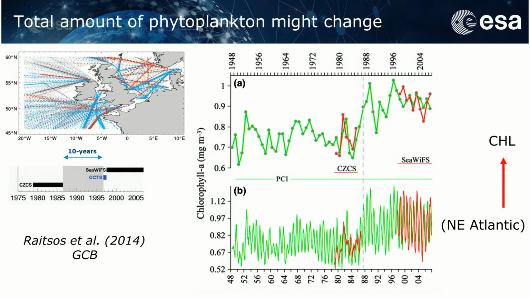Another example, this is just in the northeast Atlantic here, was by a colleague of mine, Dionysios Raitsos. And what he did quite nicely, I thought, was he used the CPR record I talked about earlier, this thing that's towed on ships of opportunity, in order to bridge these 2 different data sets over this period. And he and his co-authors concluded that in the Northeast Atlantic the chlorophyll concentrations have increased during this period, CZCS to SeaWiFS.